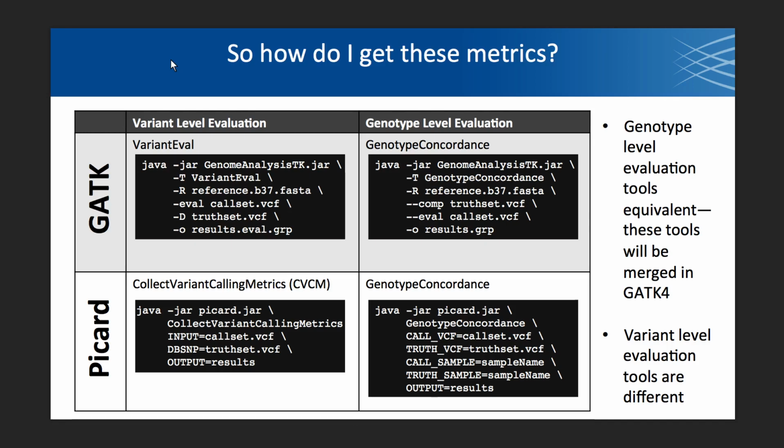On the other hand, if you're working with very large call sets, GATK has an option to parallelize this pipeline. So you call it on separate parts of the genome, and then you can merge the results together.